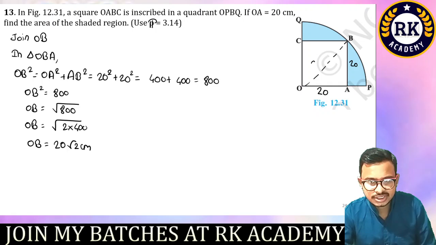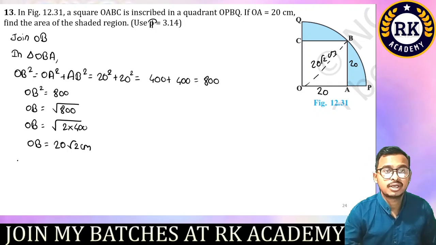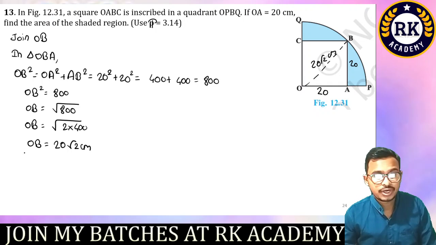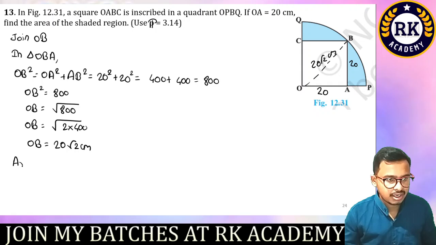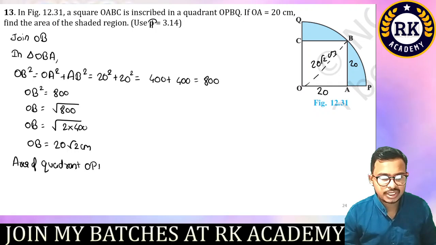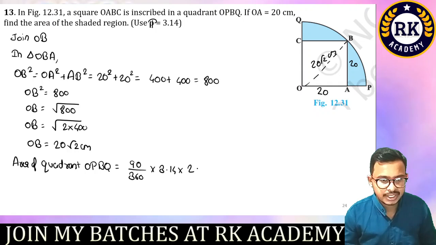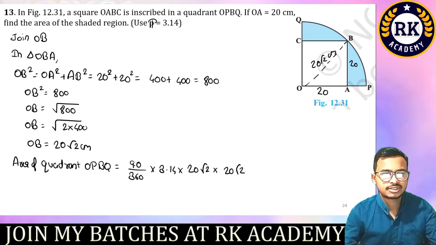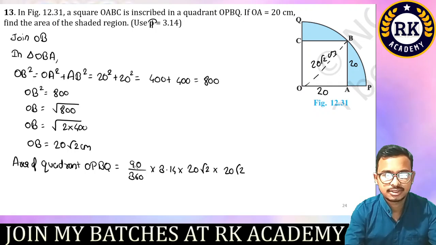Okay, now this 20 root 2 centimeter means what you have found now? You have found the radius of the quadrant. So now area of quadrant OPBQ shall be equal to 90 upon 360 into what is the value of pi? 3.14 into radius 20 root 2 into 20 root 2. So please solve this and get the answer.